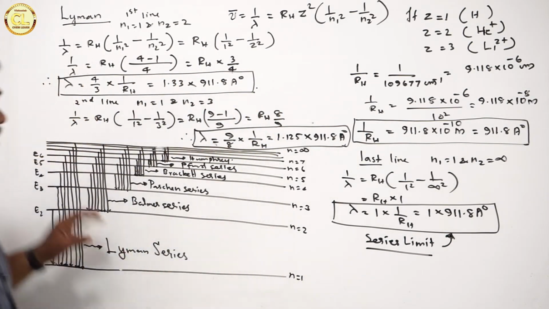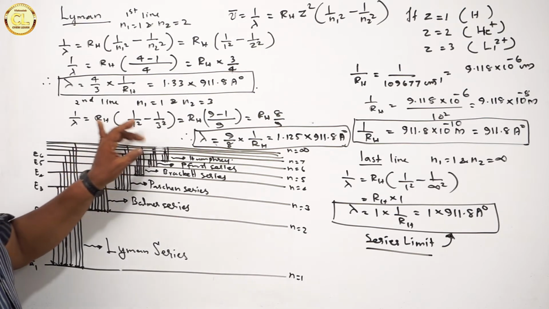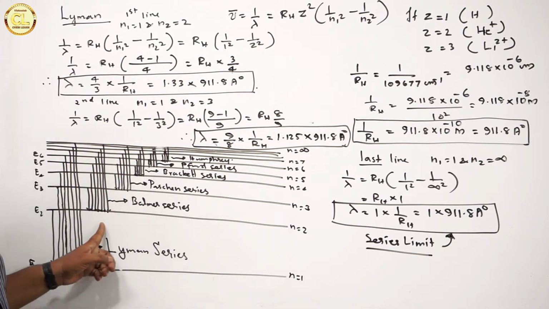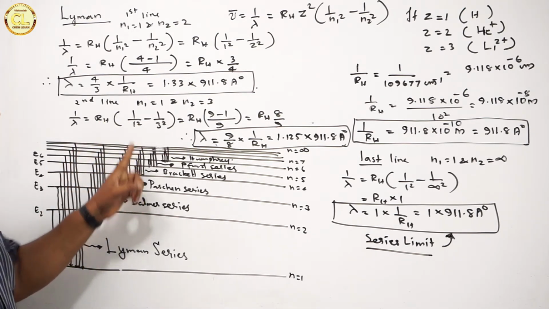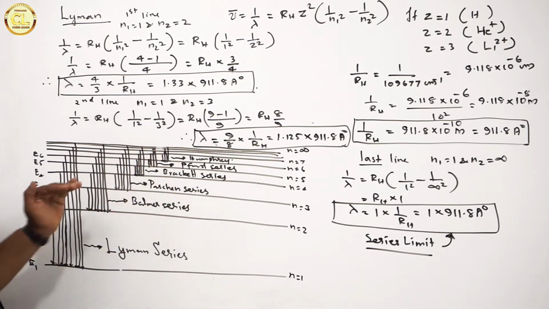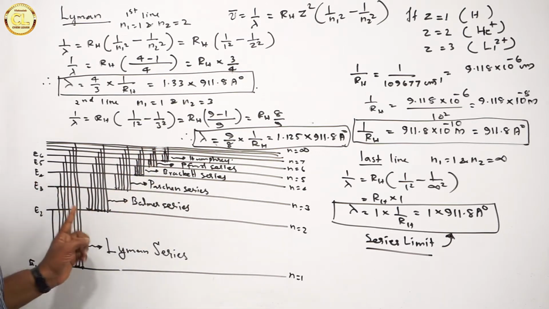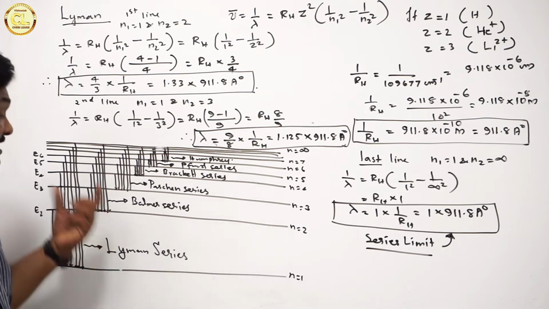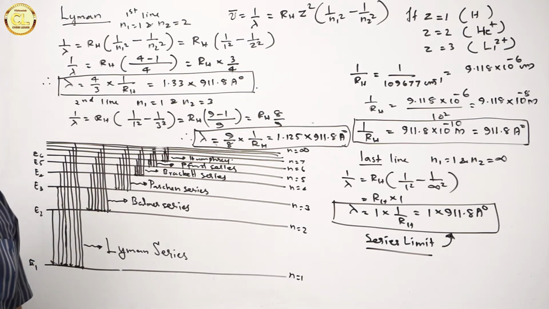Similarly, every series has a series limit. That will be the wavelength of the last line of that particular series. For such a series, the first line has maximum wavelength in the given series. That's all.